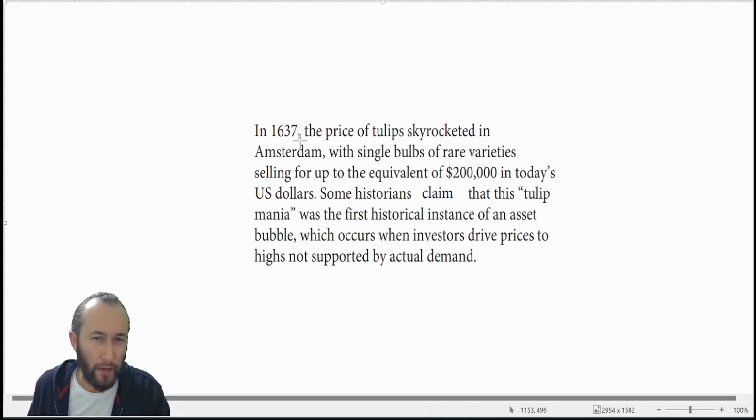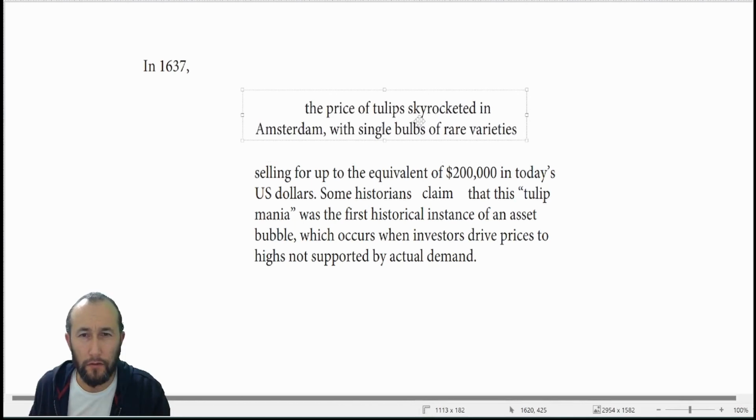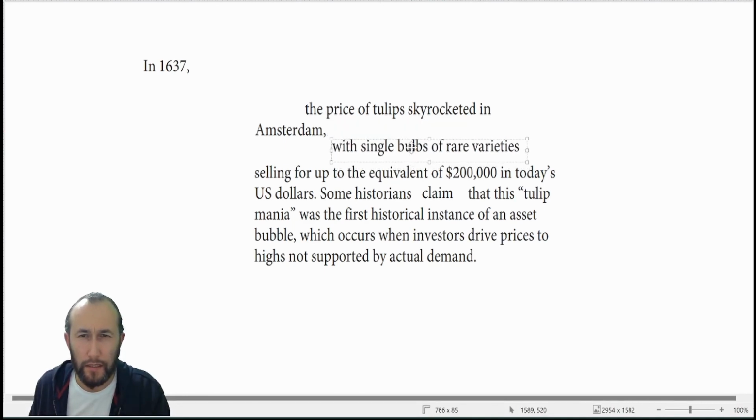All right. In 1637, and there's a comma here. So this is a phrase, guys. Okay, so I'm just going to put it here. That's it. In 1637, the price of tulips skyrocketed in Amsterdam. And then there's a comma here. I'm going to take them, okay, so we're operating on that. So we're just going to separate. And actually, this side is a phrase, guys. So we have to separate that because there's a comma. So with single bulbs of varieties, this is separate. I'm just going to separate it from the main independent clause.